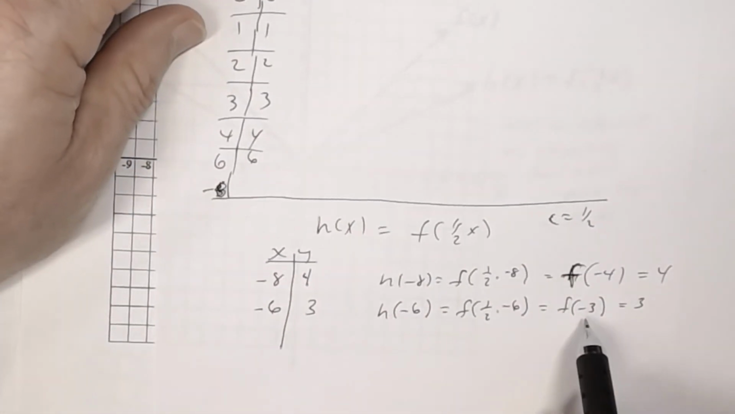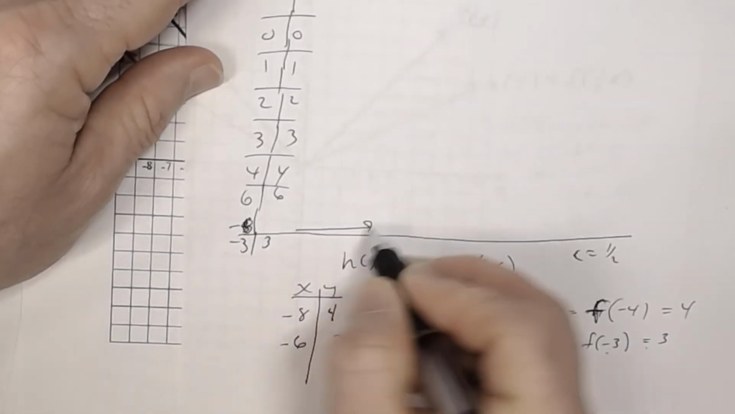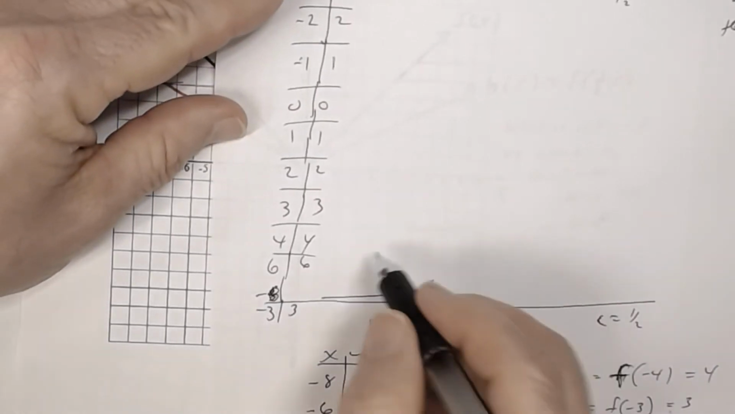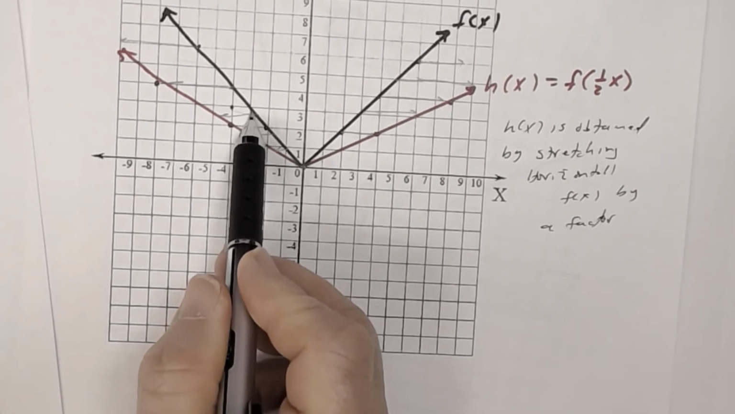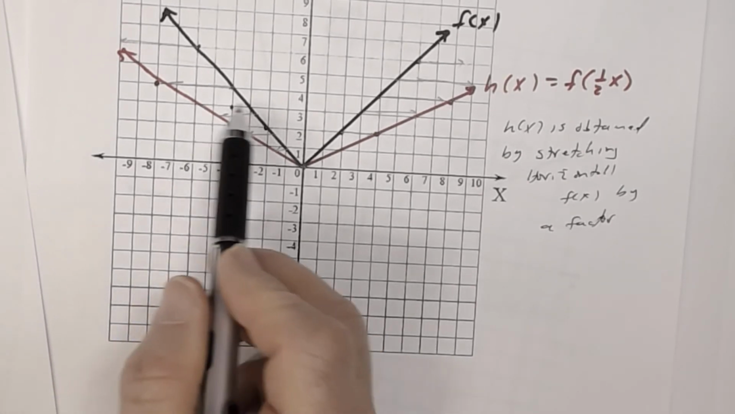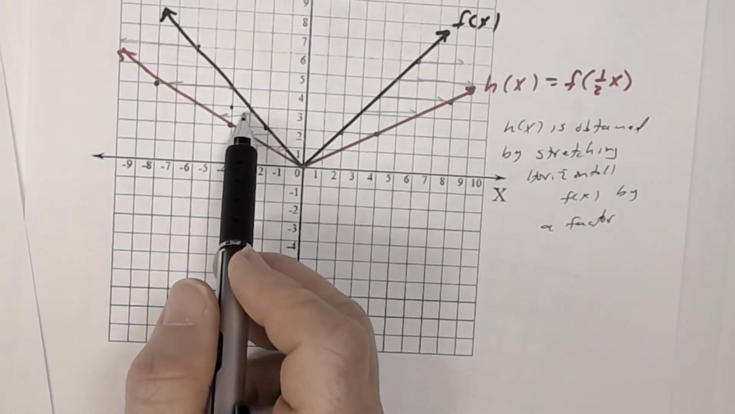So the point (-3, 3) became what point? (-6, 3). So look, (-3, 3) became the point (-6, 3). How do I go from here to here? I double the x-coordinate. Okay?